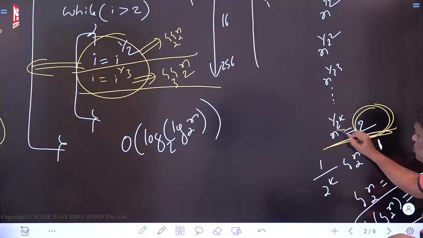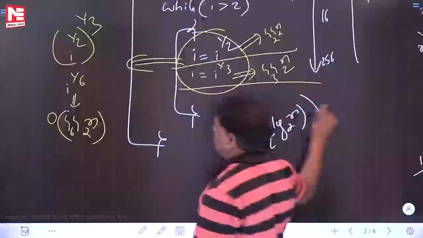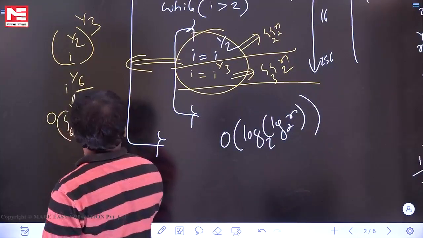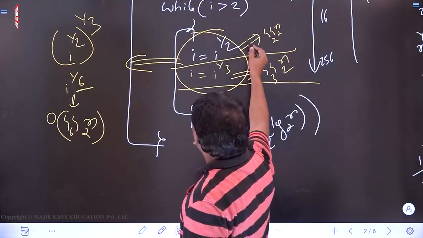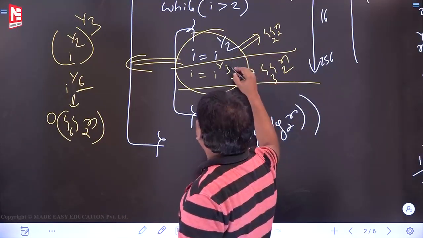Outer base is going to be this 2k. Here 6k. Here 6. Outer base is going to be 6k. Right? I am thinking that most probably everyone is fine now. I is equal to I power 1 by 2. I is equal to I power 1 by 3.